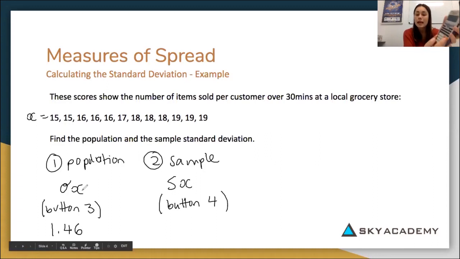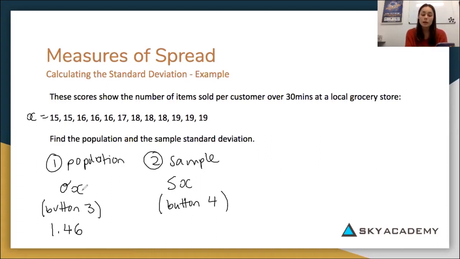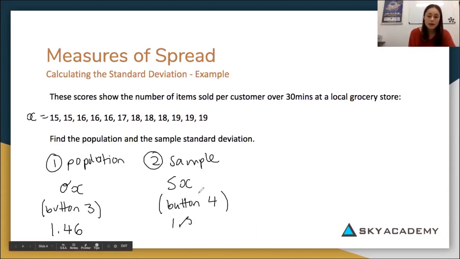Once you've found the population standard deviation, press AC, it will clear it, and you go into Shift 1 again, press 4 to go into the VAR section, and then press 4 again. Then press equals, and it will tell you the sample standard deviation. I got 1.53, and I rounded up from 1.52. So that's how you find the sample and population standard deviation for a data set.